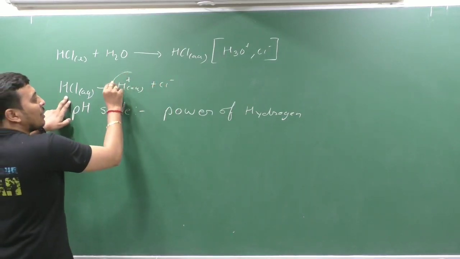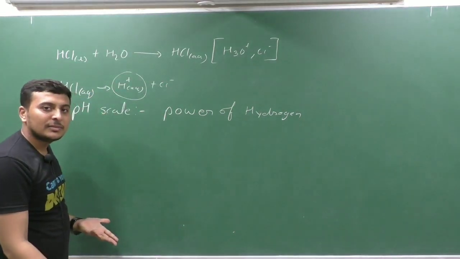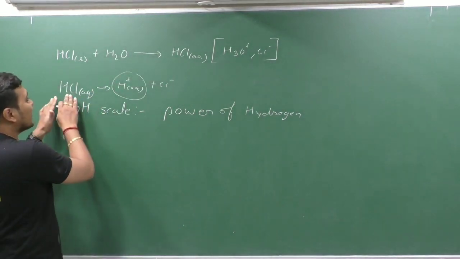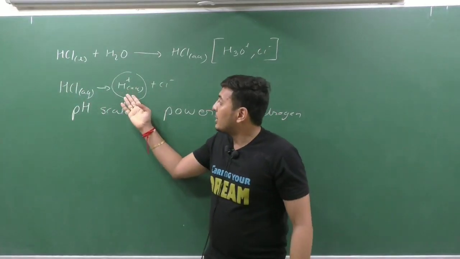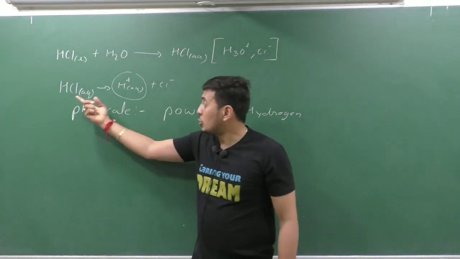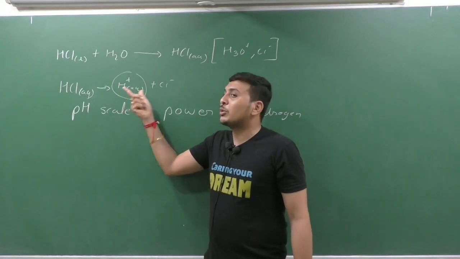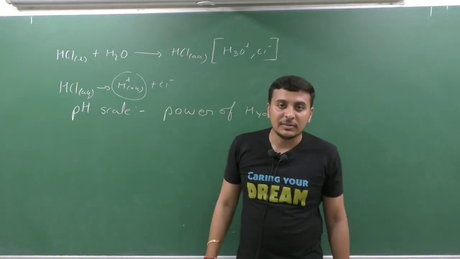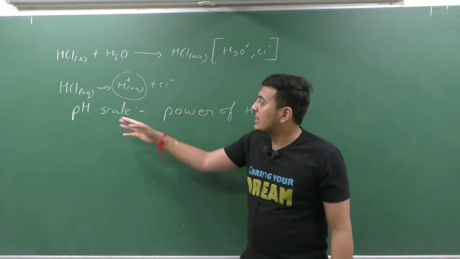So the more amount of H+, the more acid will be there in the solution. How much amount of HCl will be there? There will be the same number of H+. So if I want to know how much HCl is present in the solution, I should find how much amount of H+ is there in the solution. And that measuring the amount of H+ is known as pH scale.